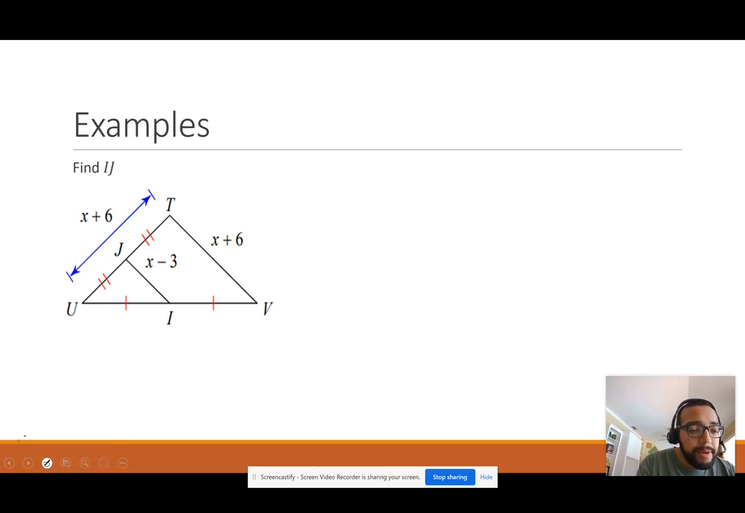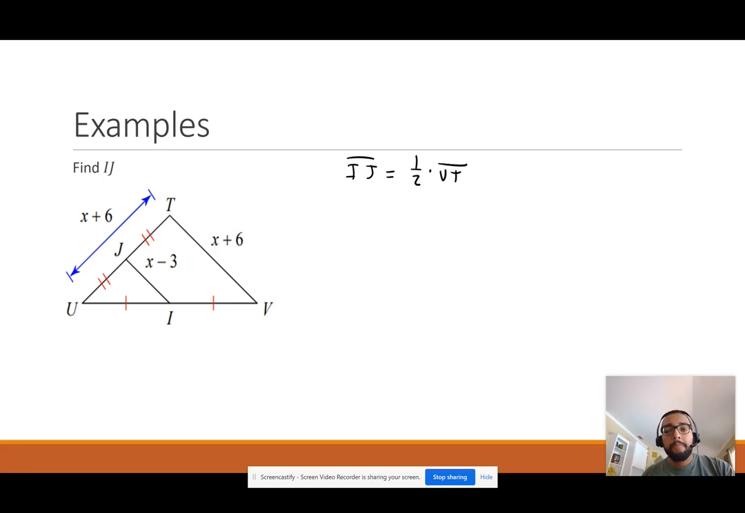So let me get my pen out. So that means here, IJ is equal to 1/2 of VT. So with this here, plug in what you know. We know IJ is x minus 3, and we know that VT is x plus 6.